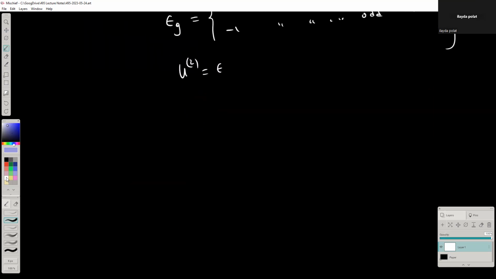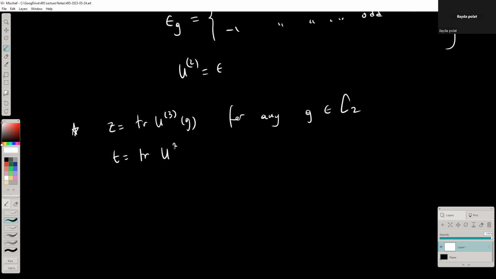So I'm going to write this thing down. For example, in that case, Z is equal to the trace of U3 of G for any G within the second class, for any transposition basically. So the matrices can be different, but the trace is going to be the same.